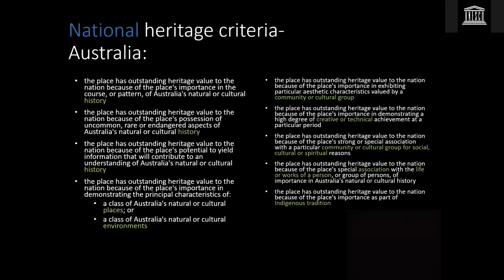Countries place different emphasis on heritage values. They like to highlight specific elements of their country. And so, for instance, here the example is Australia, where when we look at their heritage criteria, they place an emphasis on history, on places, on environments, on community and cultural groups, also creative and technical achievements. Again, community and the association of places and people, as well as indigenous traditions, are held high.